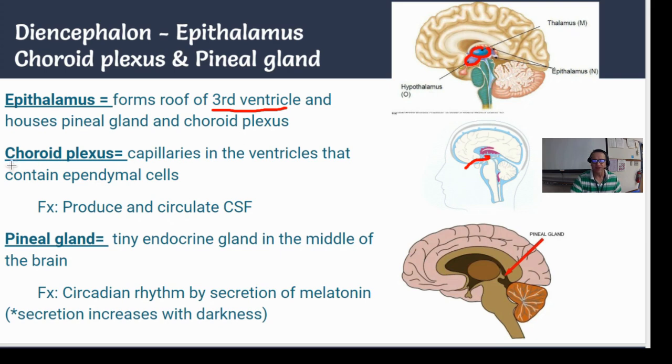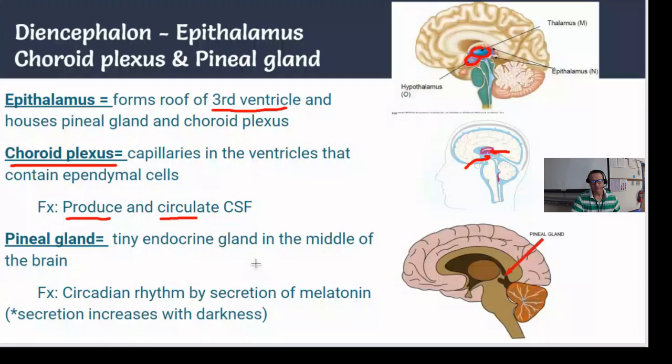Now, there's a structure called the choroid plexus, and that's right here in purple. The capillaries and the ventricles contain ependymal cells. And it's those ependymal cells in the choroid plexus that produce and circulate CSF, or cerebrospinal fluid. Remember, the cerebrospinal fluid helps to protect the brain because the brain is basically floating inside of it. It also provides the nutrients that the brain needs, the glucose, sugar, and oxygen. It's also how the brain gets rid of waste like carbon dioxide.